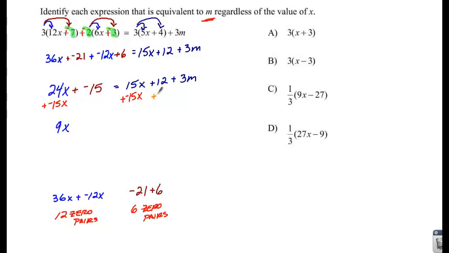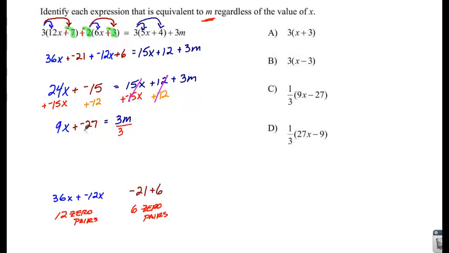I also have to get rid of this 12, so I'm going to add a negative 12 to both sides. Notice 15 negatives and 12 more negatives. Those will get combined. They're not going to cancel out. They're going to get together. So 15 negatives and 12 negatives give me 27 negatives. All of that equals the 3m that's left. It didn't get canceled. So these canceled each other, these canceled each other, 3m left over.